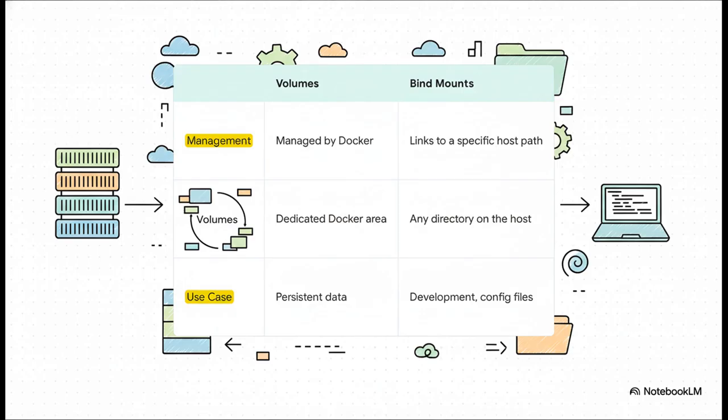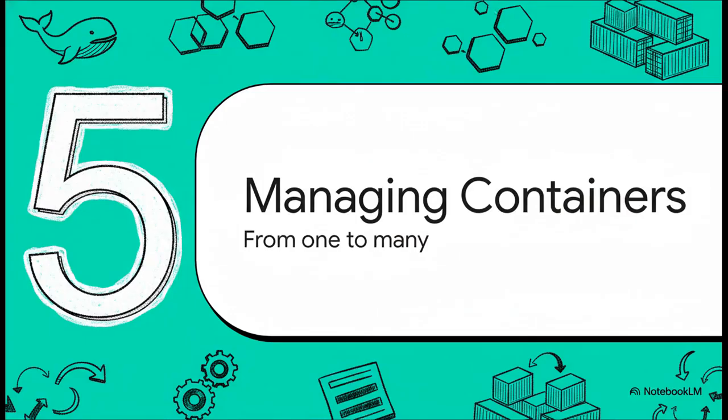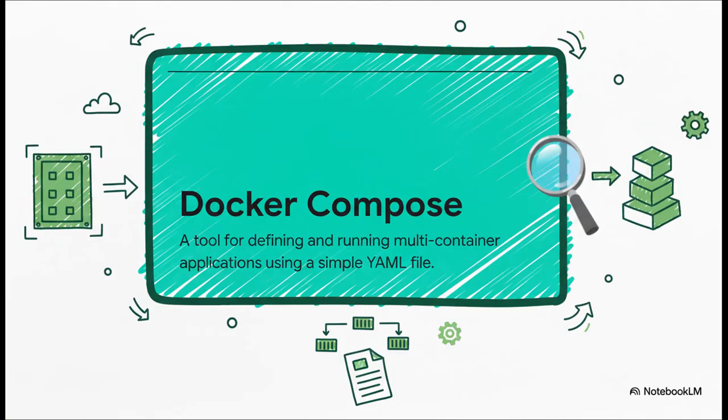Okay, so we've mastered the art of running one container. But let's be real. Almost no modern application is just one thing. You've got your website in one container, your server logic in another, and your database chugging away in a third. They all need to talk to each other. So we're graduating from managing a single building to becoming the city planner for an entire application ecosystem. And our city planning tool is called Docker Compose.